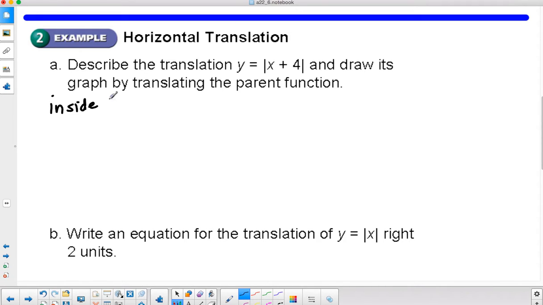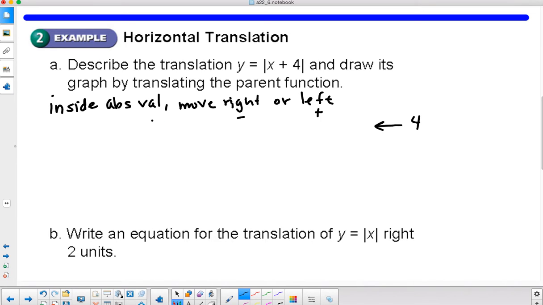Okay, so if it's inside the absolute value, then that means you go right or left. If it's a positive number, you actually go left. If it's a negative number, you go right. So this is a positive 4, so that tells us we're going to go left 4. Okay, so we're going left 4.